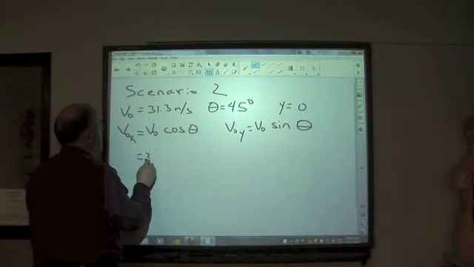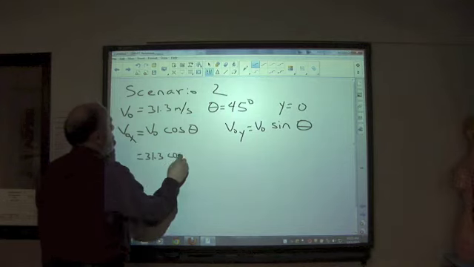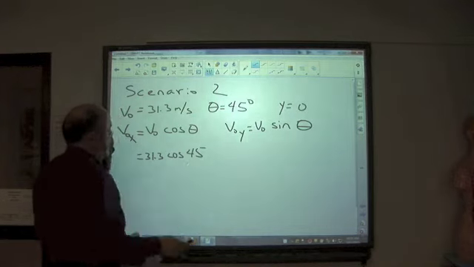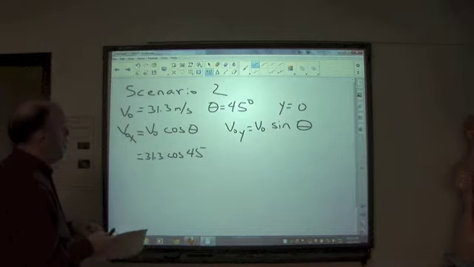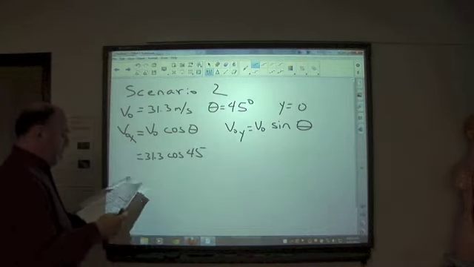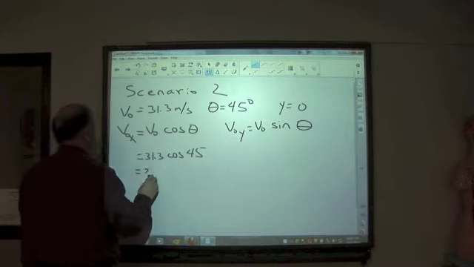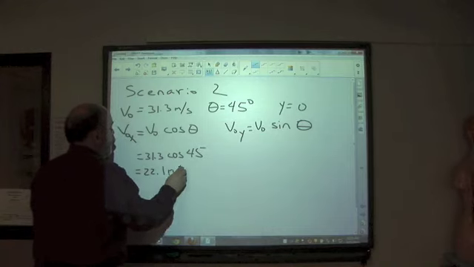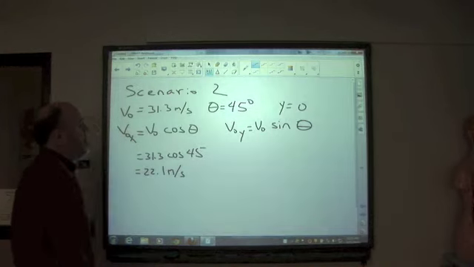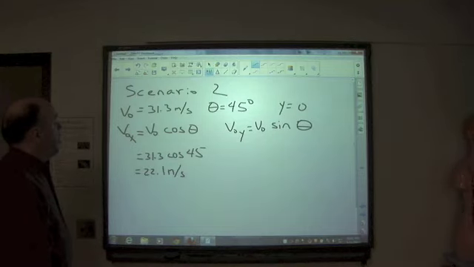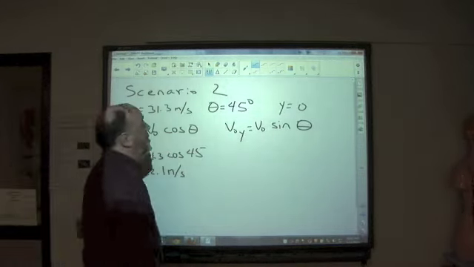So we get 31.3 cosine of 45. And so we put that in, and we find out that this will be 22.1 meters per second. We can also do the same thing with the y component.